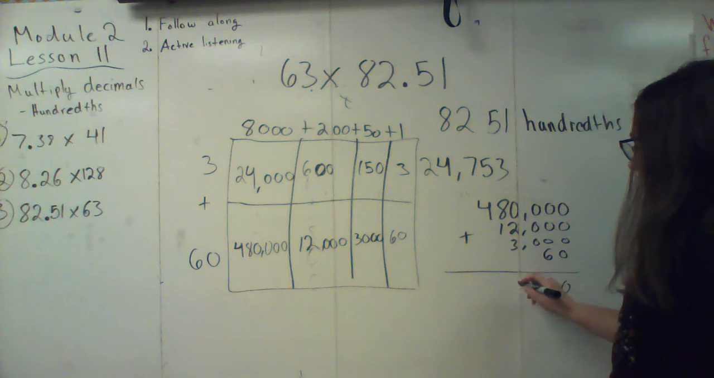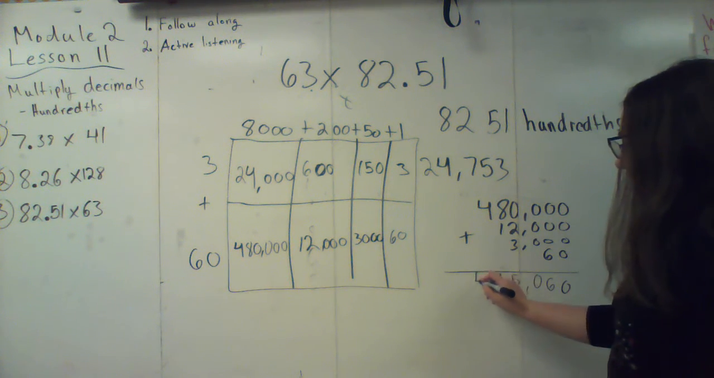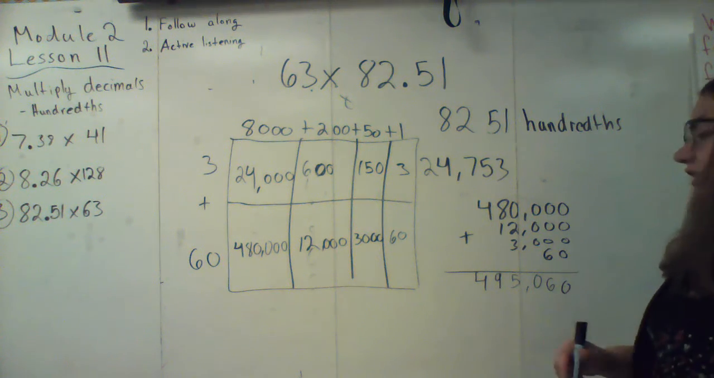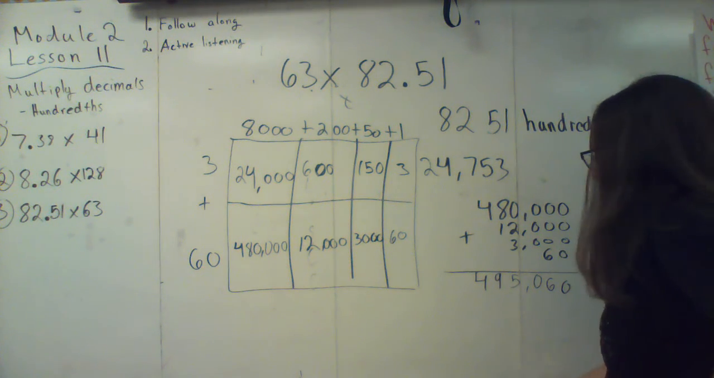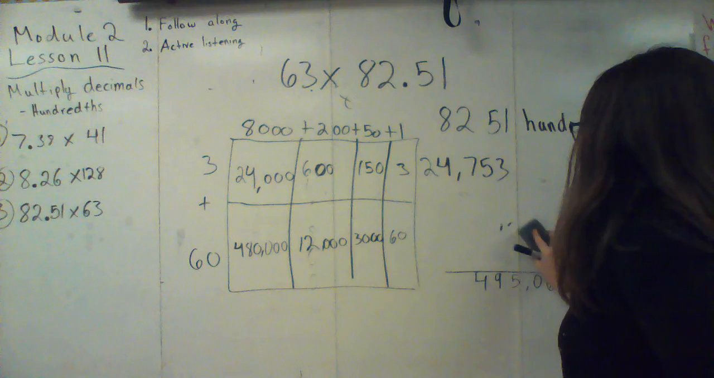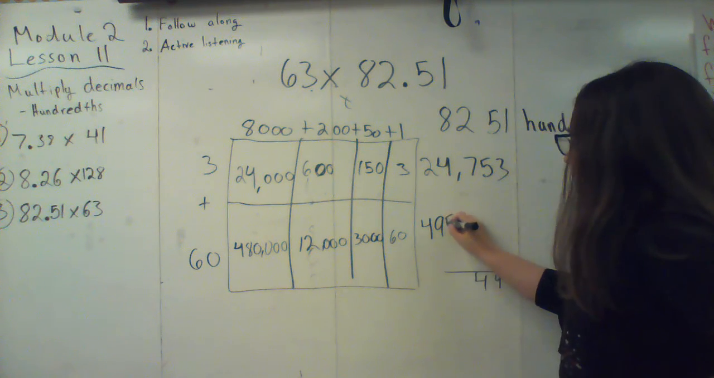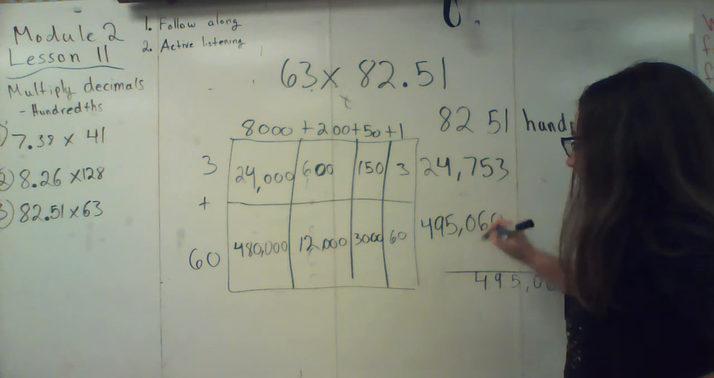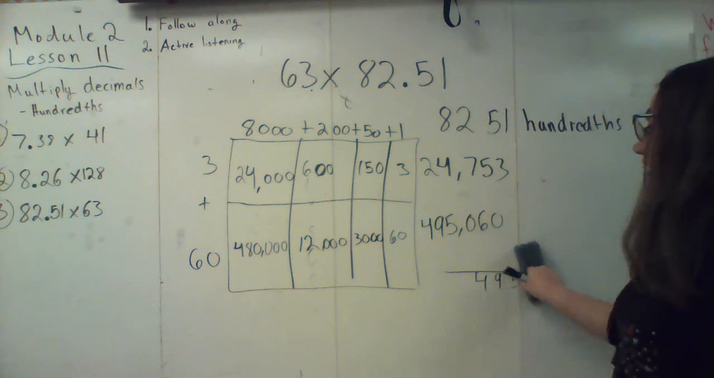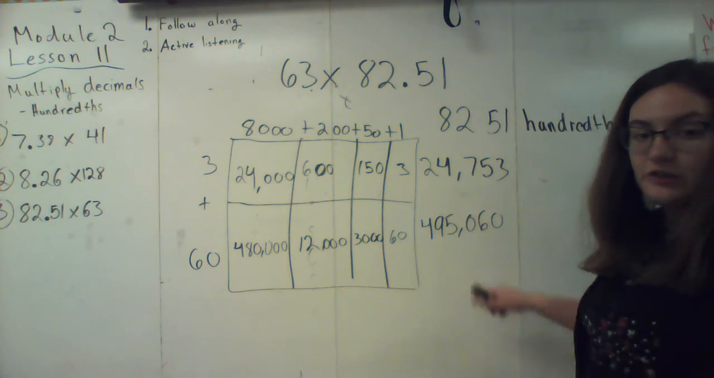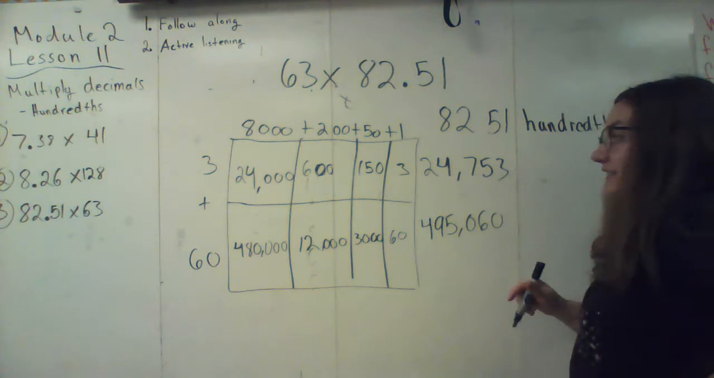0 plus 2 plus 3 is 5, 8 plus 1 is 9, and then I have 4. So I have 495,060. I'm going to erase that, and then write this off to the side so I know what my two partial products are. I now need to add these two numbers to get my final answer.